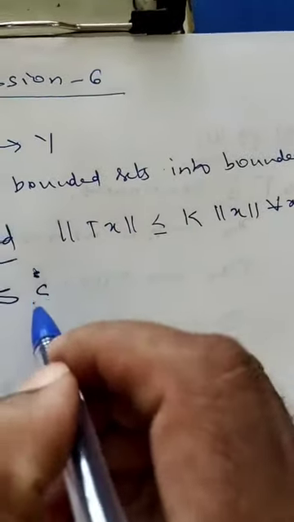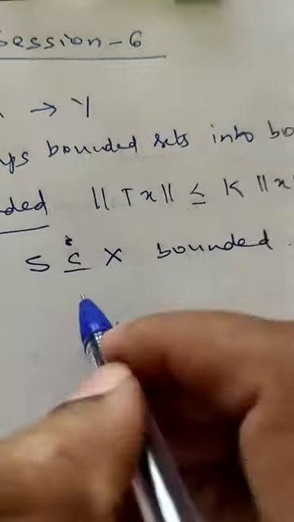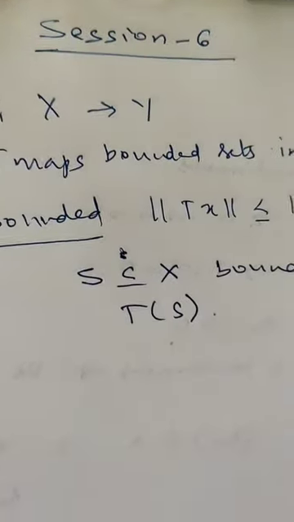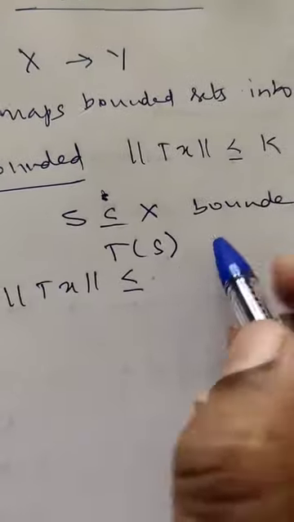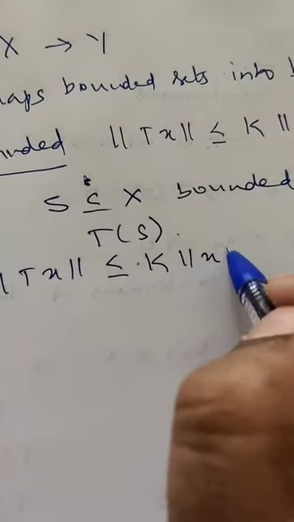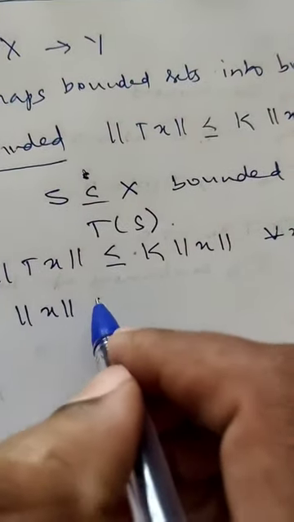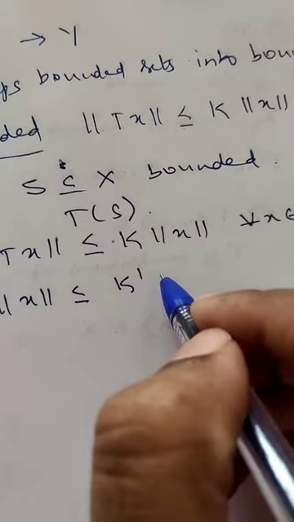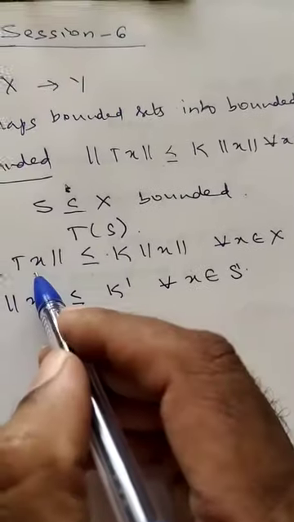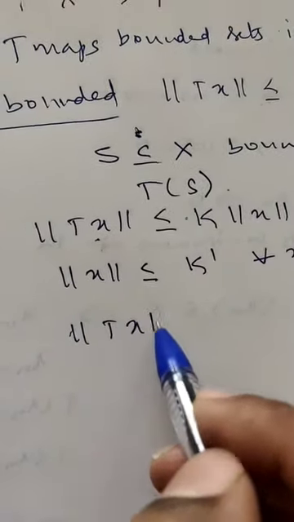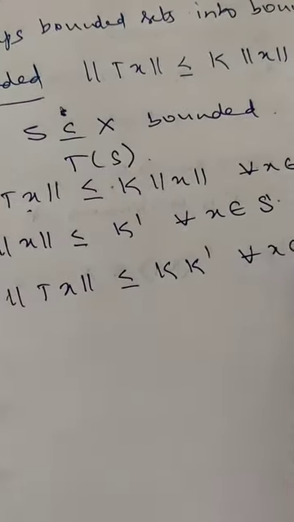Suppose S is a bounded subset of X. Then we need to show T(S) is bounded. Now, T is bounded means, by definition, norm of T(x) is less than or equal to K times norm of x. And S is bounded means norm of x is less than or equal to some k dash for every x belonging to S. So it follows from this that norm of T(x) is less than or equal to K times norm of x, which is less than or equal to K k dash, for every x belonging to S.